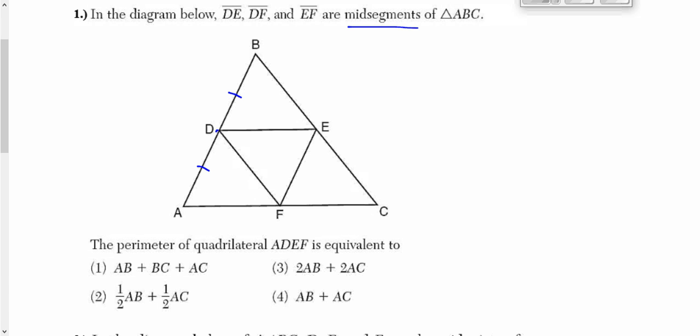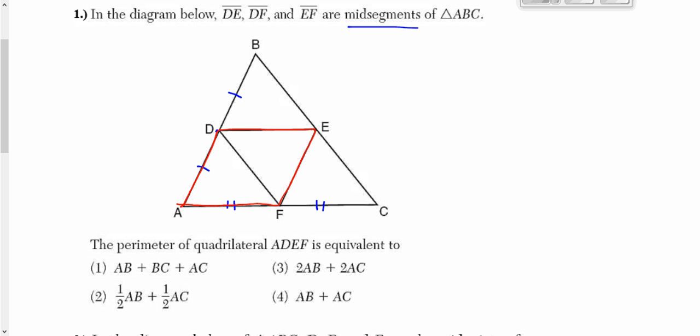So these are congruent, right? And we know that these are. So we're dealing with quadrilateral ADEF, and they want its perimeter. Let's think about this. This is a mid-segment here, right? So it's equal to half of this whole thing. In other words, it's half of AC and half of AD.